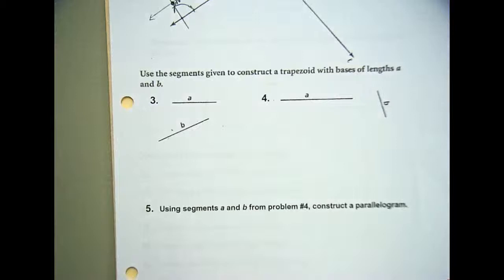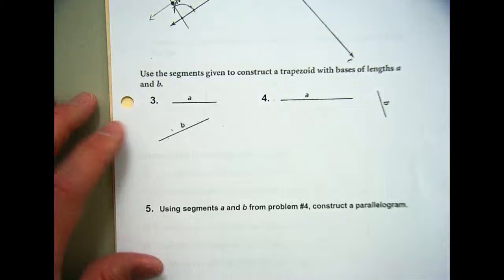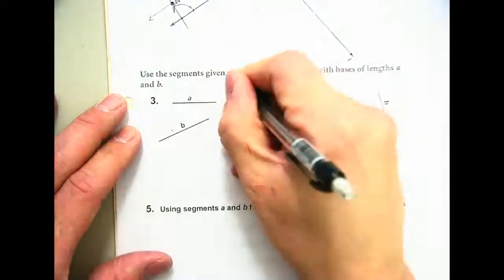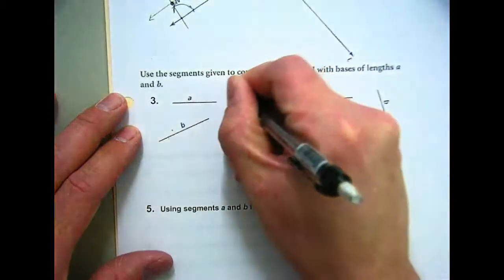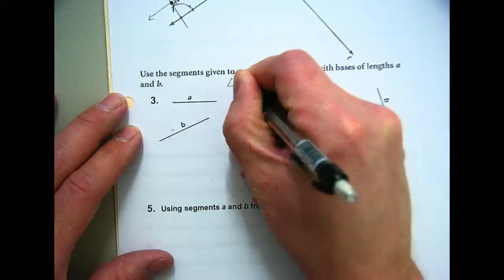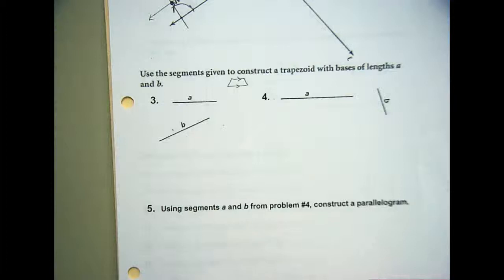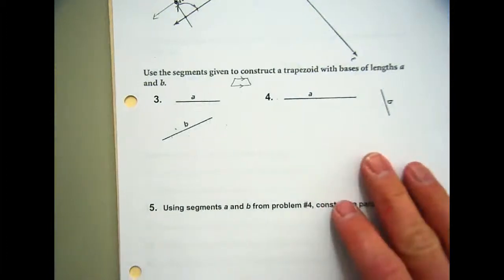Okay, now a trapezoid, what's unique about a trapezoid? Good. One set of parallel lines. So for those of you who have forgotten, you may draw yourself a quick picture up here. This is a trapezoid. It has one set of parallel lines. So in other words, in order to construct a trapezoid, you have to construct parallel lines.